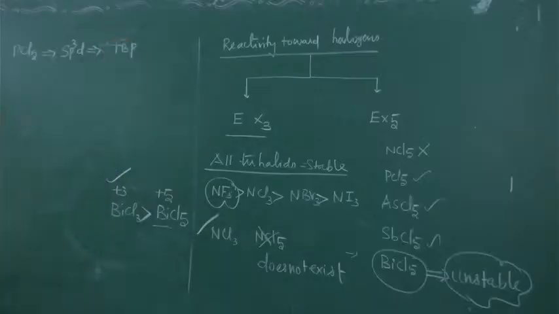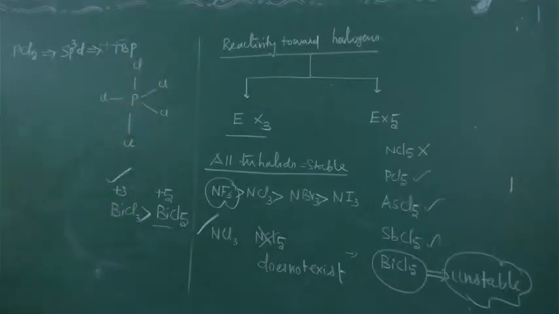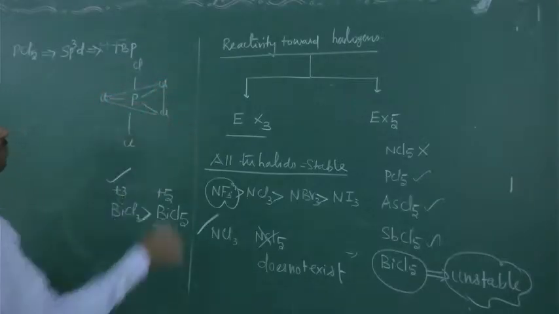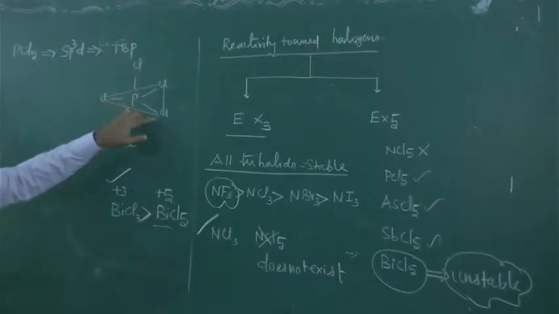TBP, trigonal bipyramidal. Is it clear? This is the geometry of PCl5. In this case, are all the bond lengths equal in PCl5? Equal or unequal? Why unequal? We have axial and equatorial positions. These two are axial, and these are equatorial.